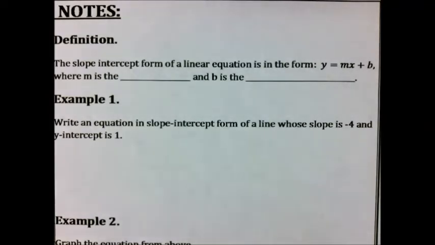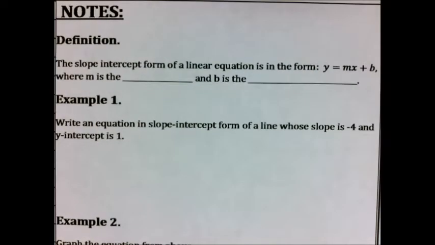I'm sure you guys have known this for a long time, and we're just going to go over it one more time and try to understand a few little things about it. In slope-intercept form, m is the slope, and b is the y-intercept. Let's do an example. This first example says write an equation in slope-intercept form of a line whose slope is -4 and y-intercept is 1.